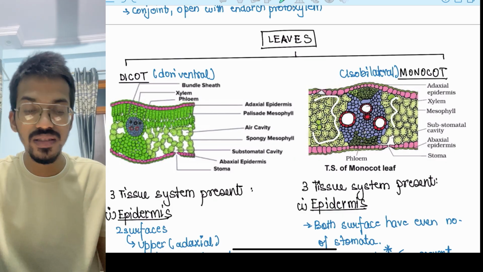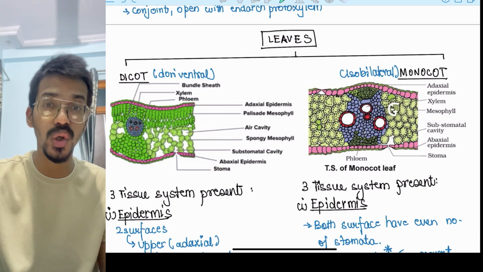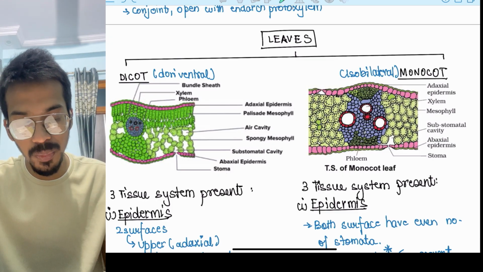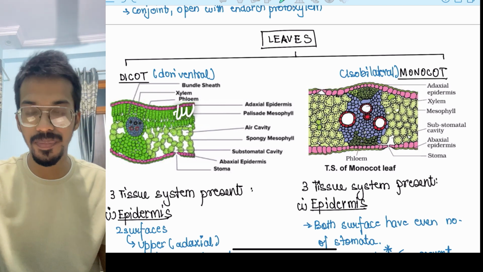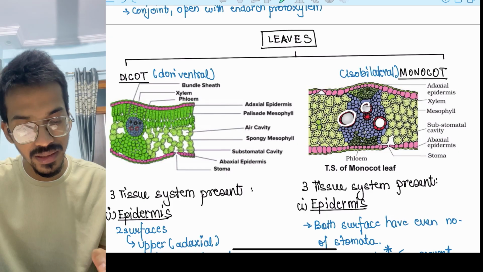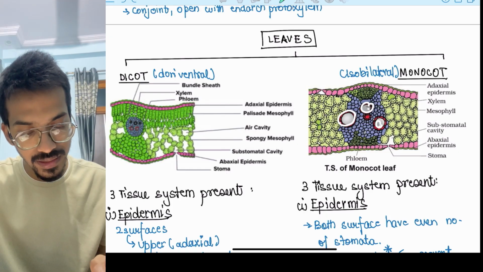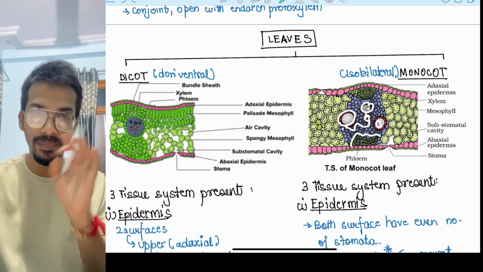This is all the spongy tissue. These dots are the chloroplasts. So only spongy tissue is present; no palisade mesophyll tissue would be present over here. Then these are the bundle sheath cells and xylem. This is your phloem, this area. So xylem, phloem, and cavities are being made.